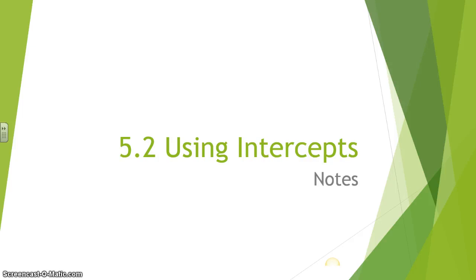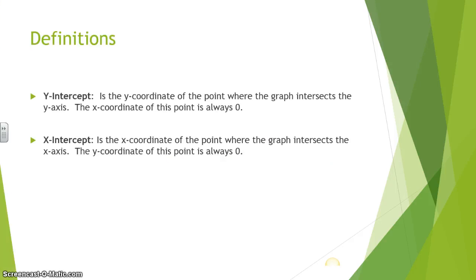5.2, Using Intercepts. In this section 5.2, you're going to be looking at the y-intercept and the x-intercept. The y-intercept is the y-coordinate of the point where the graph intersects the y-axis. The x-coordinate of this point is always going to be 0. So if I were to take a coordinate plane, the y-intercept is the point that falls on the y-axis.